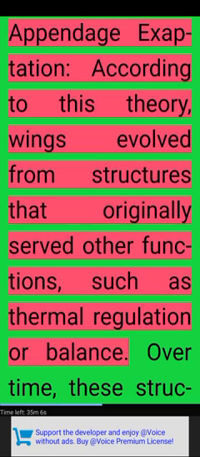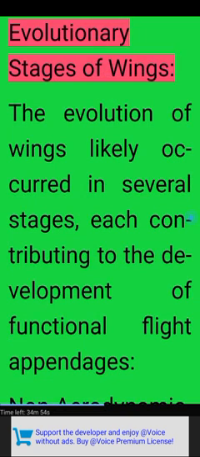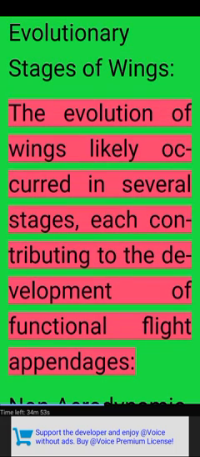Appendage exaptation. According to this theory, wings evolved from structures that originally served other functions, such as thermal regulation or balance. Over time, these structures were exapted, modified for a new purpose, to aid in gliding and eventually powered flight. Evolutionary stages of wings. The evolution of wings likely occurred in several stages, each contributing to the development of functional flight appendages.